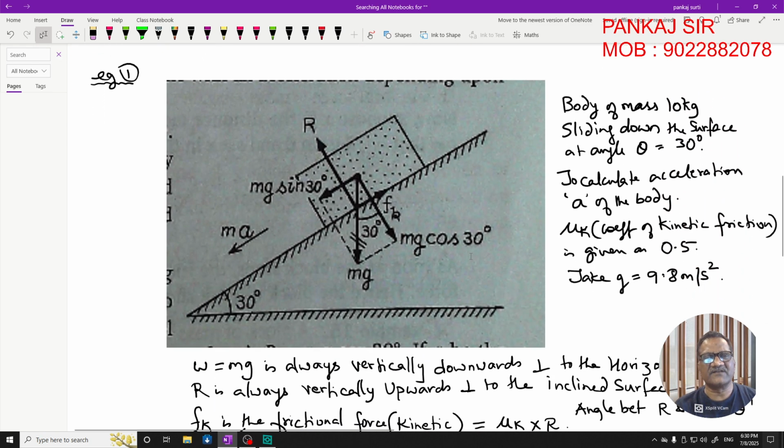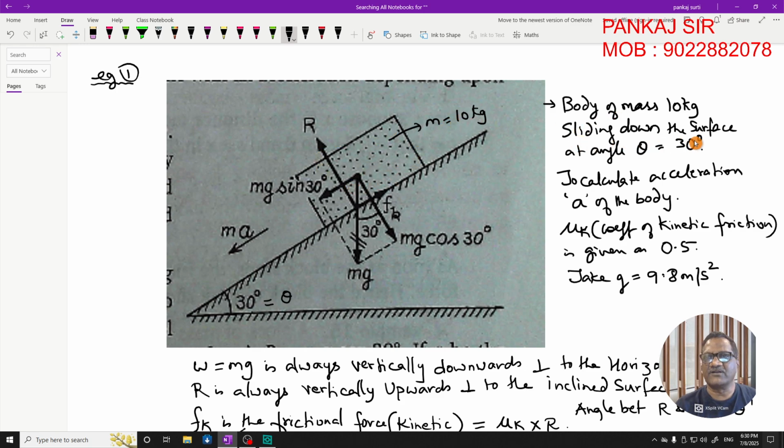Now let us consider one numerical example. You can see the diagram here, and let me read out what the question says. According to the diagram, this is the inclined plane, and the angle of inclination theta is 30 degrees. This is a body whose mass is given as 10 kg. The question says: body of mass 10 kg.